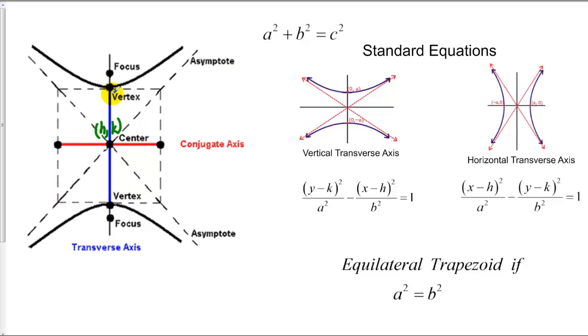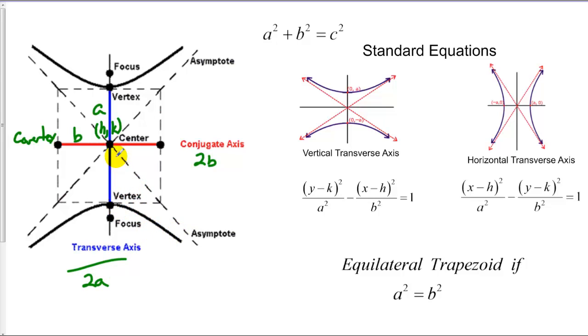The axis that carries the vertices is called the transverse axis. The axis that carries the co-vertices, this is a co-vertex, is called the conjugate axis. The length from the center to the vertex is a. The length from the center to one end of the conjugate axis is b. So in other words, the conjugate axis is 2b in length, the transverse axis is 2a in length.